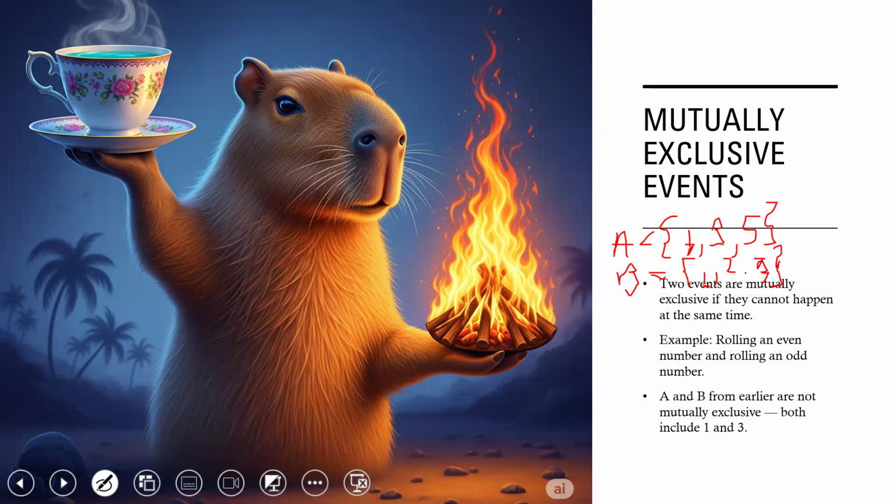Now, I'm really not sure why AI thinks that a cup of tea and a campfire are mutually exclusive events that a capybara could be holding, but we're just going to roll with that.